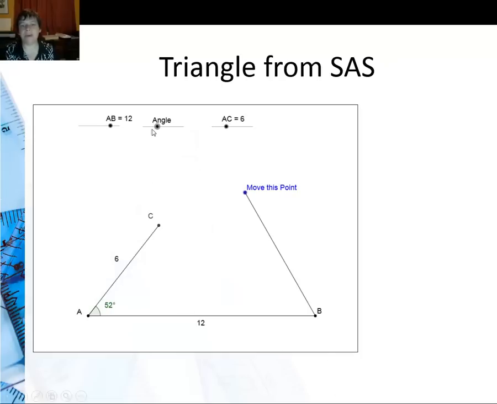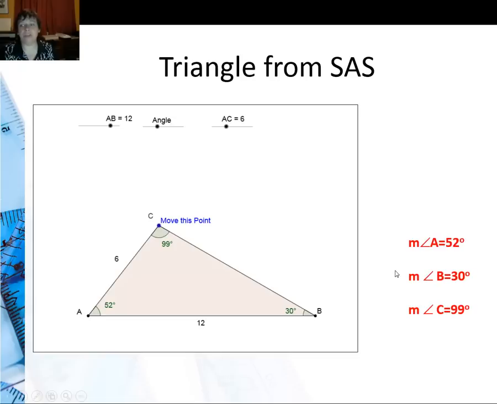So here I've got side 6 and side 12, and they meet. There's my 52 degrees. And how many different ways can I make a triangle? Well, I haven't specified the length, so I can put this anywhere I want. But you can see that I can only reach right there. So I'm really only able to make a triangle that has 52 degrees, 30 degrees, and 99 degrees. So there's only one way to make a triangle when I give you side, angle, side.